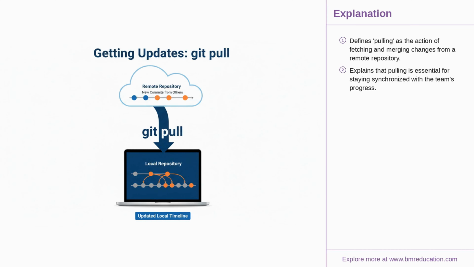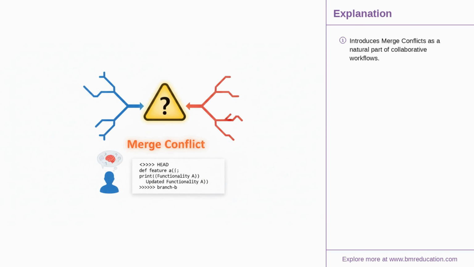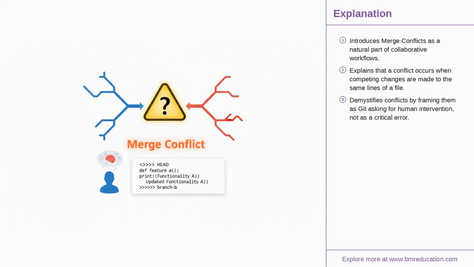Conversely, to get the latest updates from your teammates, you pull changes from the remote repository down to your local copy. This fetches any new commits made by others and automatically merges them into your local workspace, ensuring you're always working with the most up-to-date version of the project. This pull, work, push cycle is the heartbeat of collaborative development.